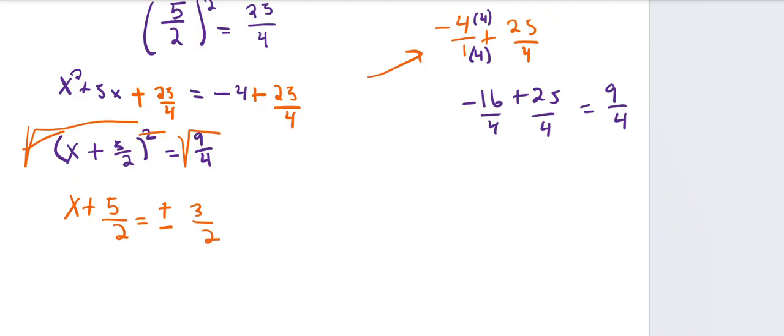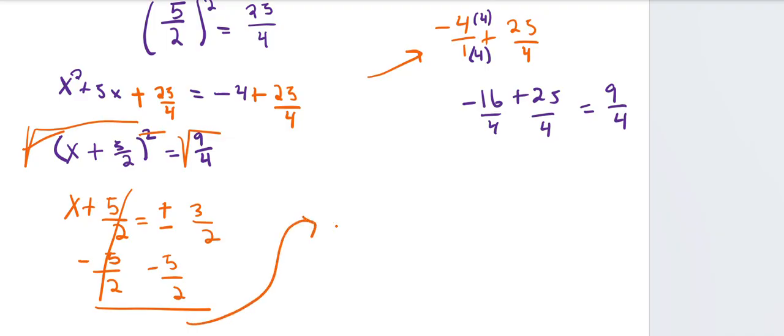Okay? So then we're going to continue our process to solve for x. So I am going to minus both sides by 5 over 2. This is going to cancel here. So now we have, I'm going to write it right here on this side. Okay? So now we have x equals -5 over 2 plus or minus 3 over 2.